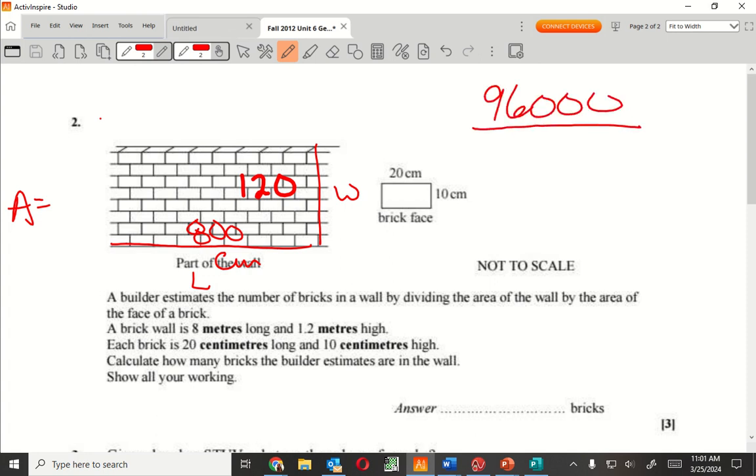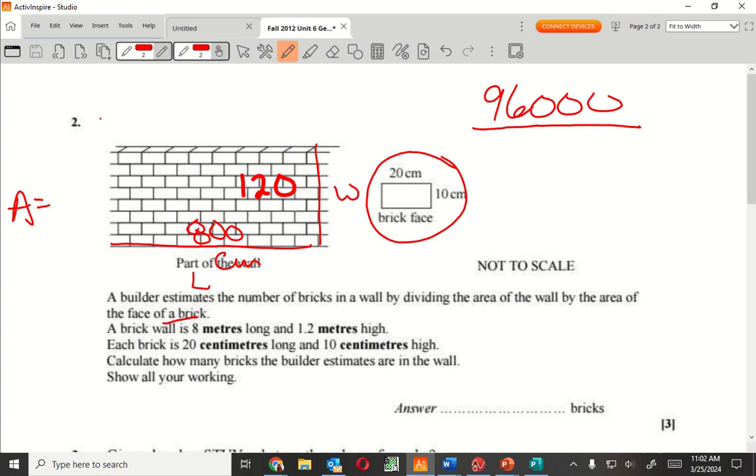I think that number works out. And it even says right here, number of bricks by dividing the area of the wall by the area of the brick. So I'm going to divide this by the area of a brick. So here is one brick right here.